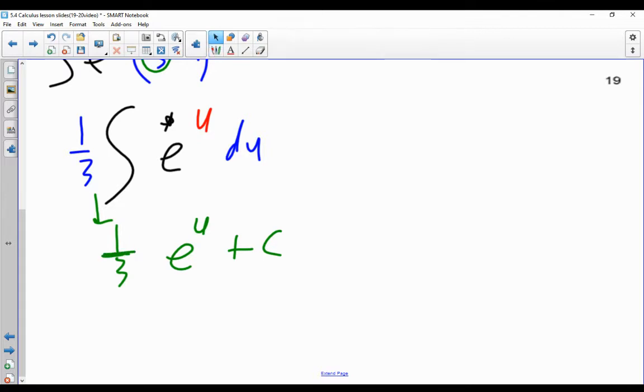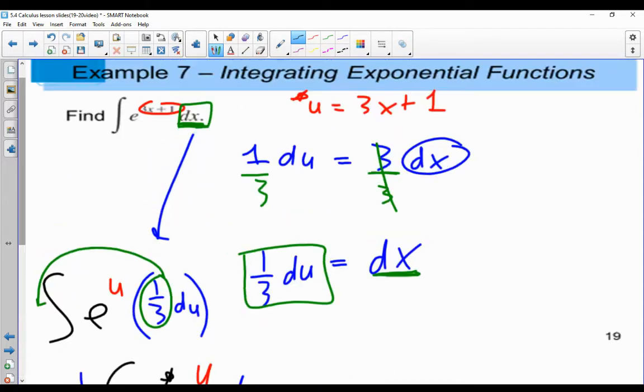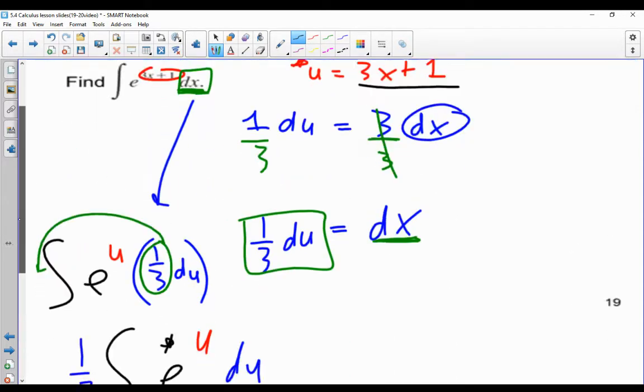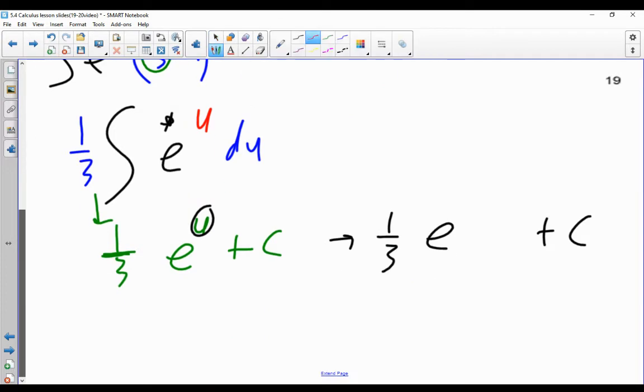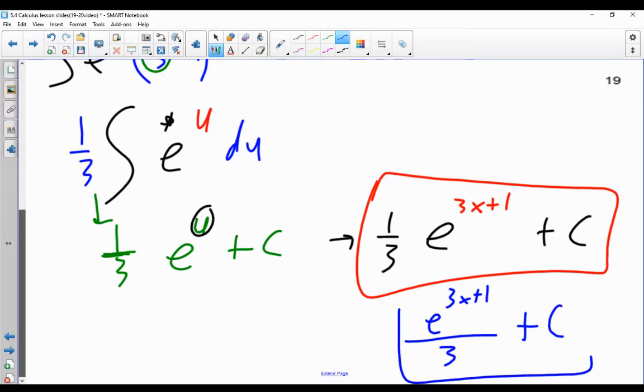And then all you have left to do is plug the u back in its place. And the u, what was the u again? The u was 3x plus 1. So the power is 3x plus 1. There you go. And of course, if you wish, you're more than welcome to rewrite your answer as e to the 3x plus 1, all divided by 3. They're technically the same answer. I will accept either or.